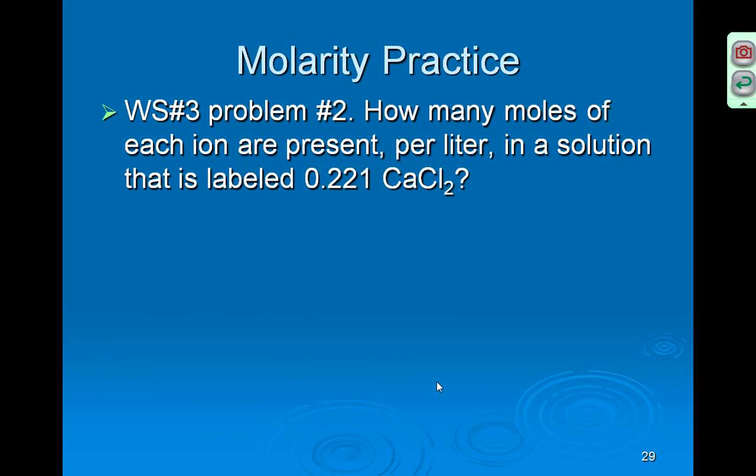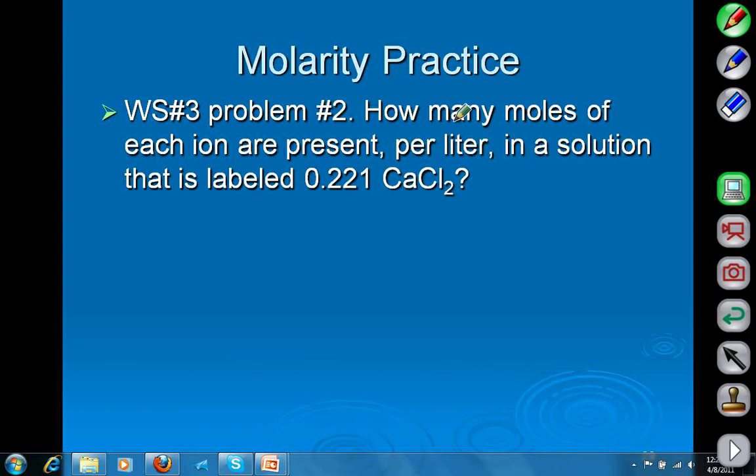So let's do number 2 from worksheet 3. How many moles of each ion are present per liter in a solution that's labeled 0.221 CaCl2? So we take CaCl2 and we have to break it up because it actually dissolved in the water, and we get 1 of those and we get 2 of those. And it's very strange considering you started out with 1 unit of something, but when you break it up you actually have 1 unit of that, but now you have 2 parts of that. It's because here you had 2 of them.